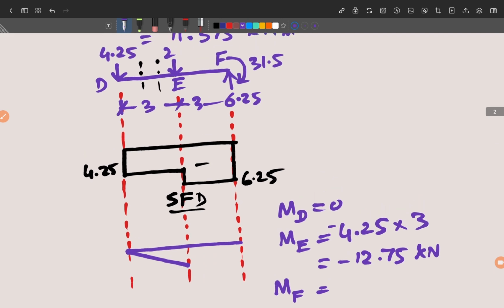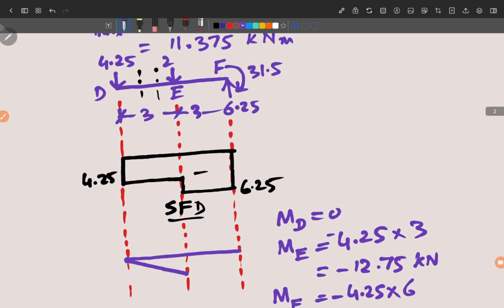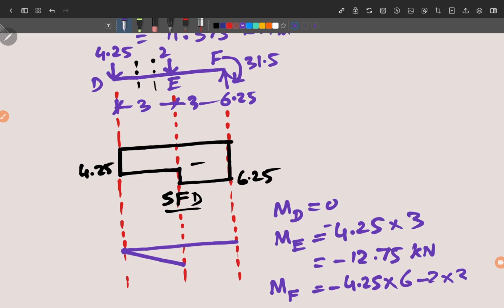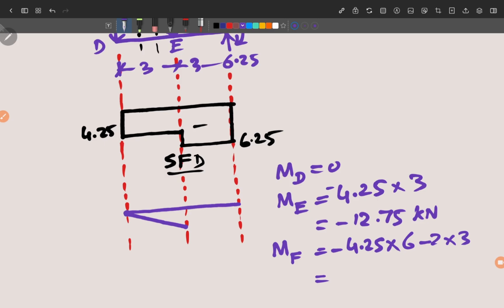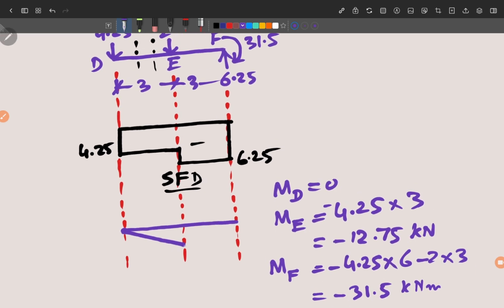So here, we will calculate from the left. So 4.25 with minus sign, 4.25 into how much? 6, because the distance is 6, and then the 2 kilonewton has a distance of 3, so minus 2 into 3, and this whole thing will give you a value of minus 31.5, which is the same as the value of the support moment. That also checks our calculation. So this will also be a straight line, so we join it by a straight line like this, and that completes the bending moment diagram. In the BMD, right here the value is 31.5, and here the value is 12.75, and this one is 0.